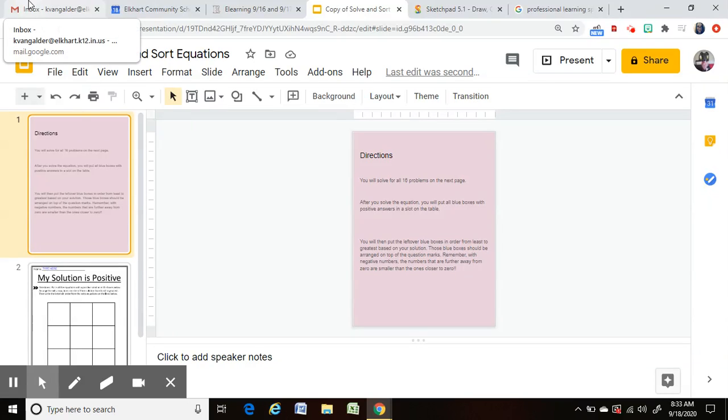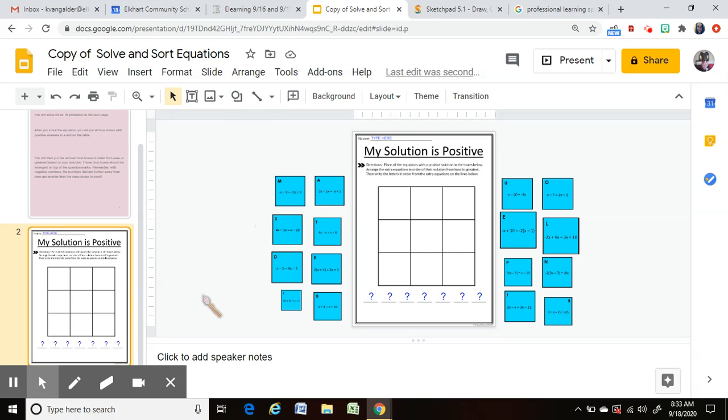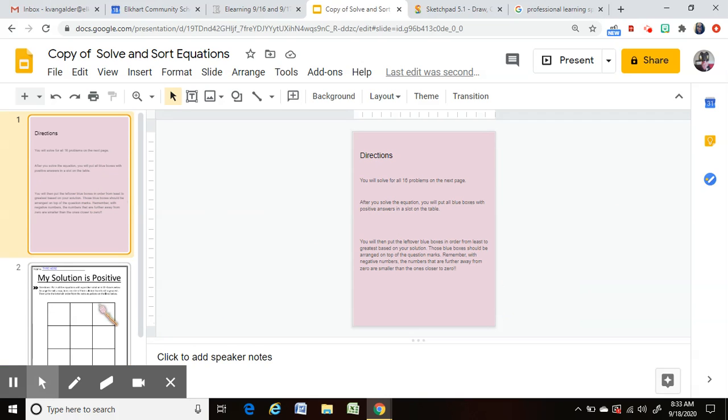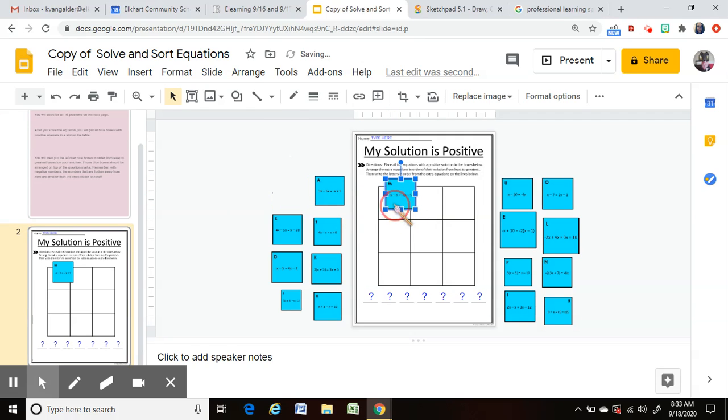All right, so we are going to cover the assignment where we had to solve and sort our equations. So let me just go over the directions. Yes, you do have to solve all of these. There's 16 problems. Once you solve them, any one of these that has a positive answer needs to go in the grid.